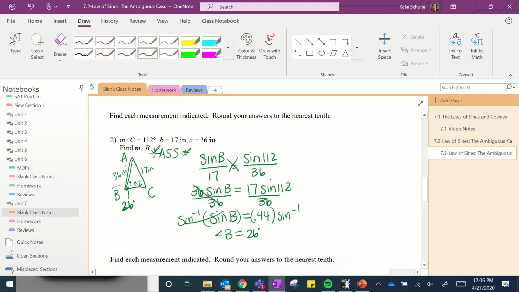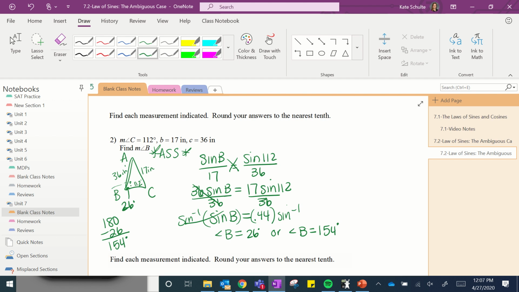Because it's the ASS case, because it's the ambiguous case, we always have to check for a second triangle. The way that we do that is the supplementary angle to the one that we're looking for. So I'm going to take this 26 and find its supplementary angle. So I have 180 minus 26. That's going to give me 154. So that means angle B could also be 154. But here's what we had to check for before.